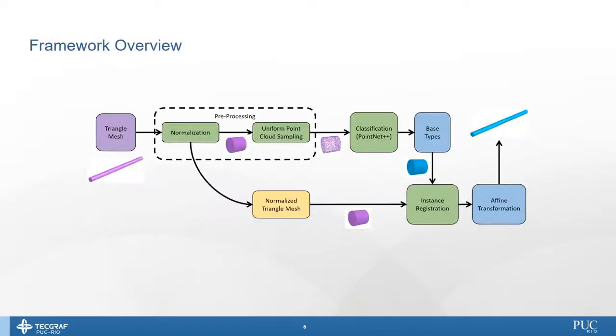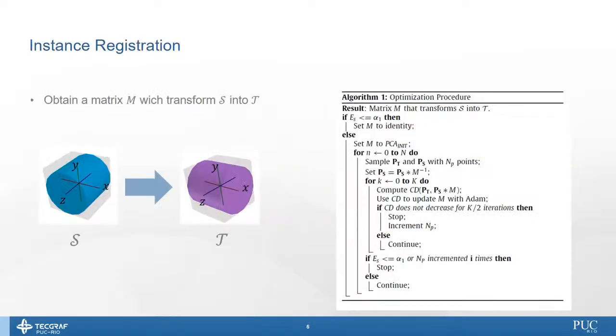The framework takes as input a triangle mesh and performs a preprocessing step, which is composed of a normalization step, in which the mesh is centralized in the origin and aligned with the 3D axes, and then a uniform point cloud sampler. The sampled point cloud is passed to PointNet++ to obtain the base type, which is used to perform the instance registration.